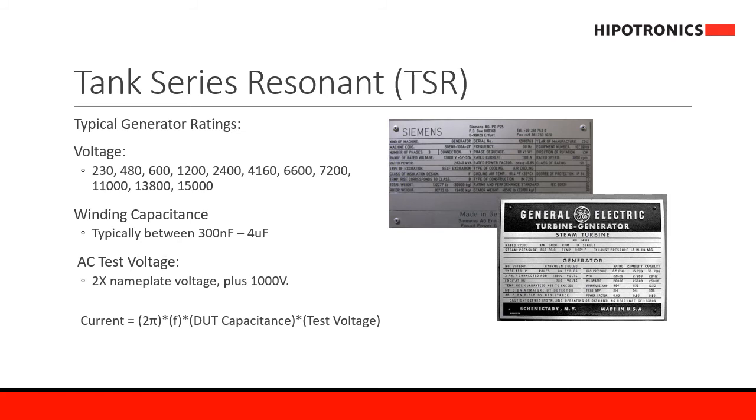On this slide, we can see some of the typical generator ratings. For voltages, it can be seen from 230 volt up to 15 kV, with winding capacitance between 300 nanofarad to 4 microfarad. For the AC test voltage, it should be 2 multiplied by the nameplate voltage plus 1000 volt, where the current can be calculated as 2 multiplied by pi, multiplied by the frequency, multiplied by the device and their testing capacitance, multiplied by the test voltage.